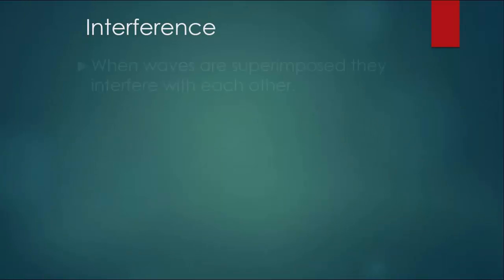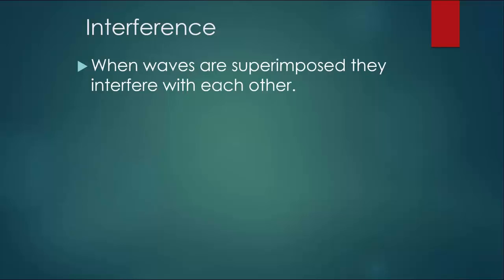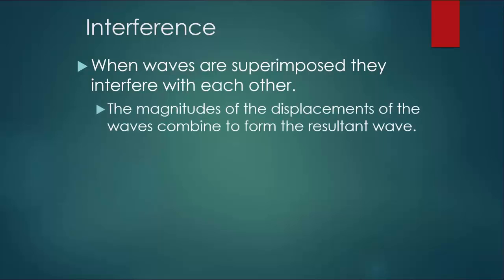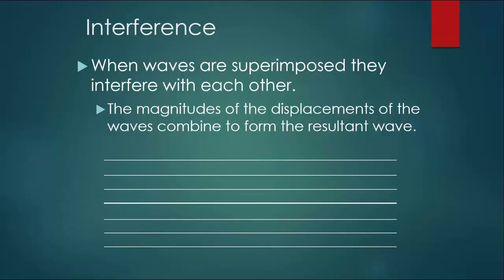The first phenomenon is known as interference. When two waves are superimposed, they'll interfere with each other. This means that the magnitudes of the displacements of the waves combine to form the resultant wave. Take a look at this simple example. We have this red pulse moving toward the right, and we have this blue pulse moving toward the left. Eventually, they get to the same place at the same time.